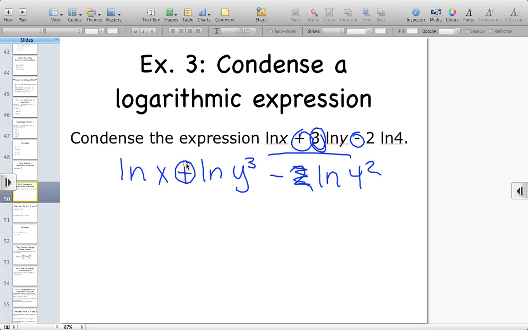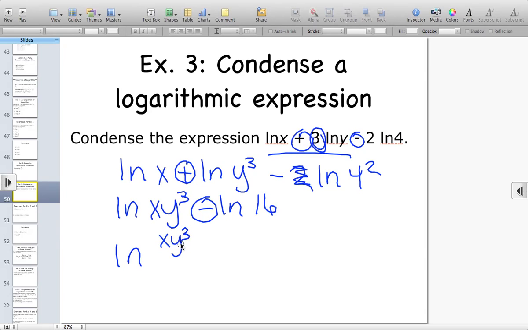Now I can use that rule of addition and multiply x times y to the 3rd minus the natural log of 4 squared. Well, that's a number. Let's go ahead and put the number in. 16. Now I have just the one operation of subtraction. So the natural log of x times y to the 3rd divided by 16.